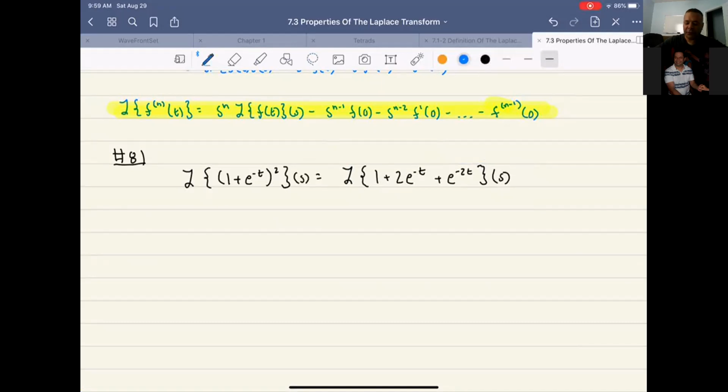Okay, now we can use linearity here. We did that last time. So that's the Laplace transform of 1, plus 2 times the Laplace transform of e to the negative t, plus the Laplace transform of e to the negative 2t. All of these are, of course, taken at s.